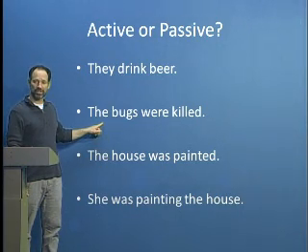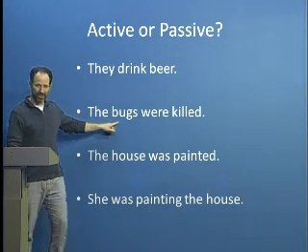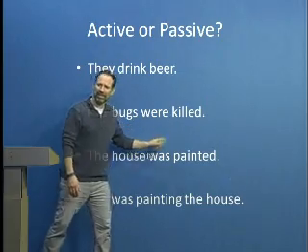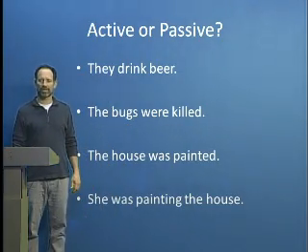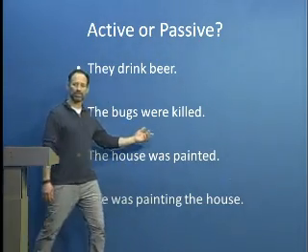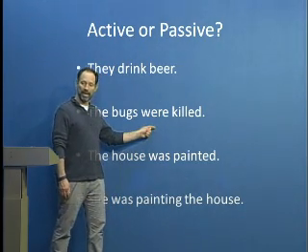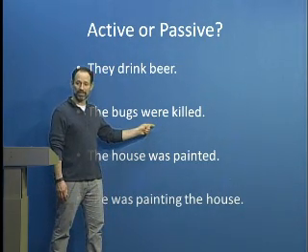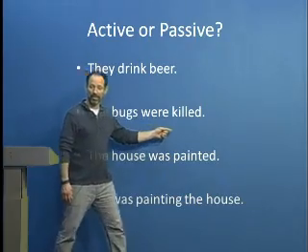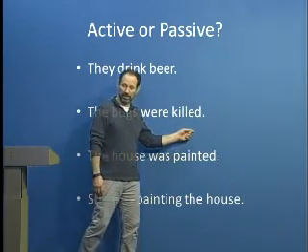The bugs were killed. Are the bugs doing the action of killing? In this situation, no. I can also look at the verb form. I have were, which is the past form of be, plus killed, which is the past participle.